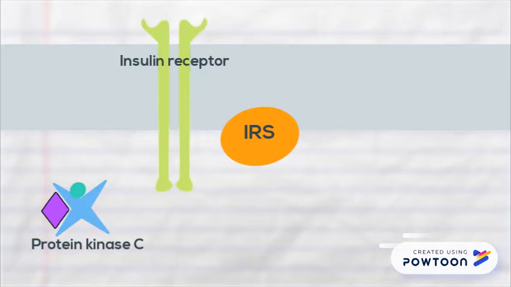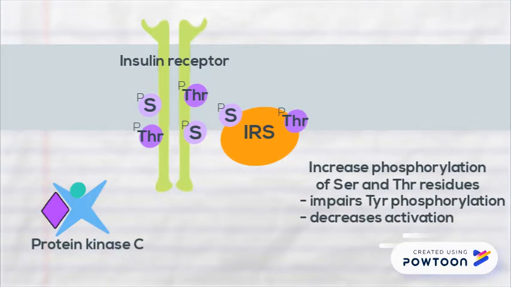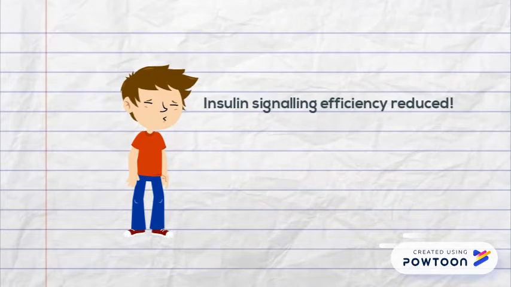Activated PKCs can increase the phosphorylation of serine and threonine residues on insulin receptors and insulin receptor substrates. This impairs and decreases the activation of both proteins by tyrosine phosphorylation. Insulin signaling is reduced as the signaling pathway is inhibited.